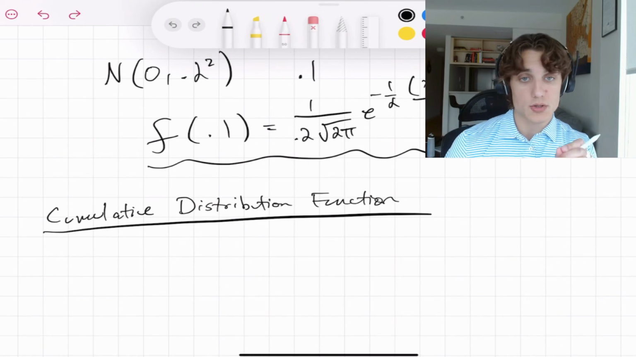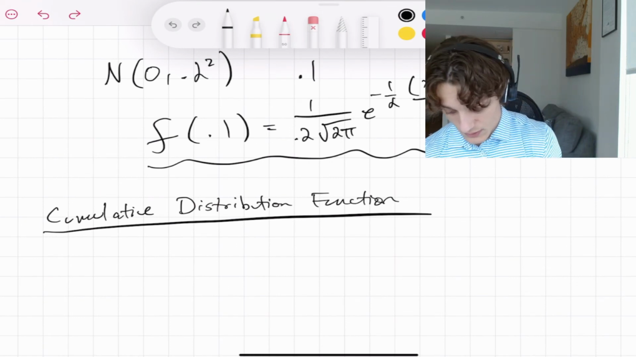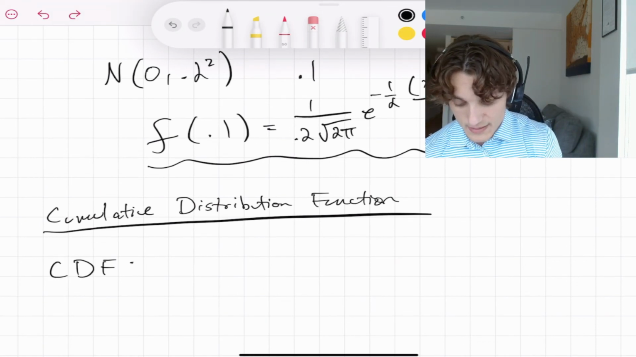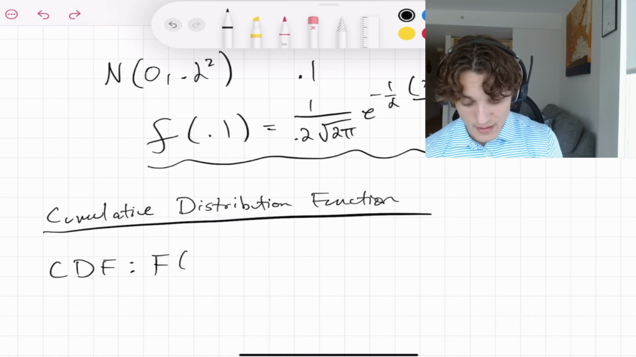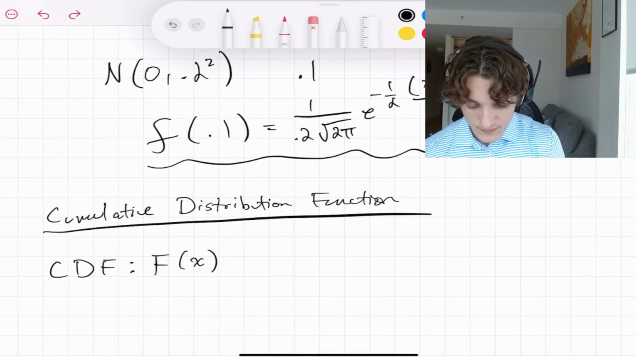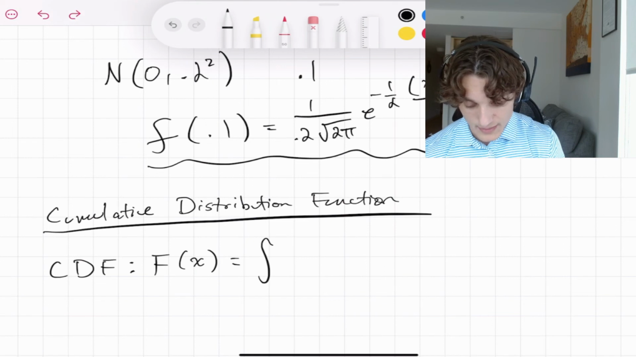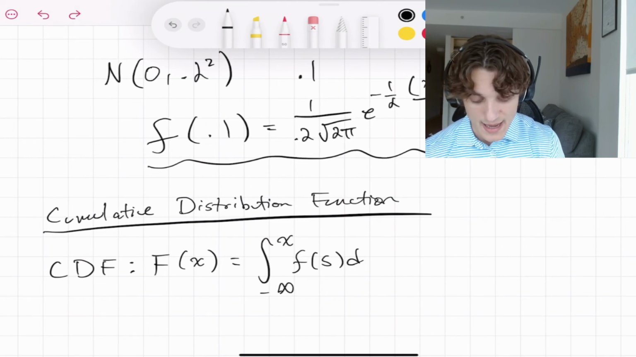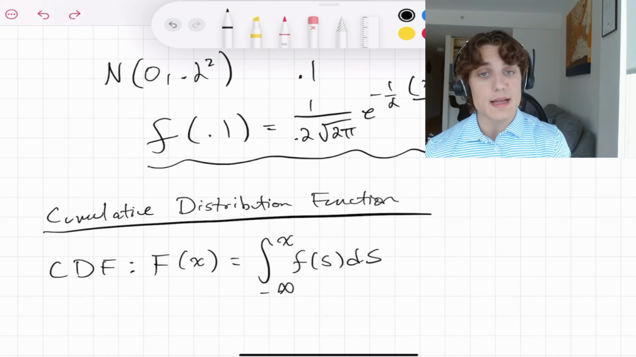The cumulative distribution function, the so-called CDF, is going to be defined by capital F of little x equal to the integral from negative infinity to little x of f of s ds, where this f of s is the probability density function that we just defined.